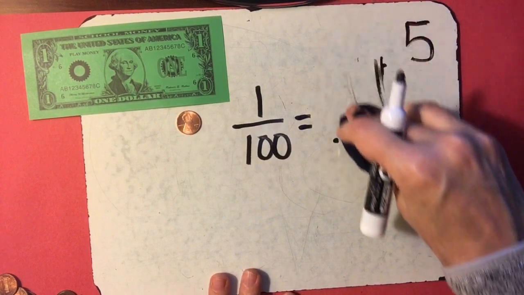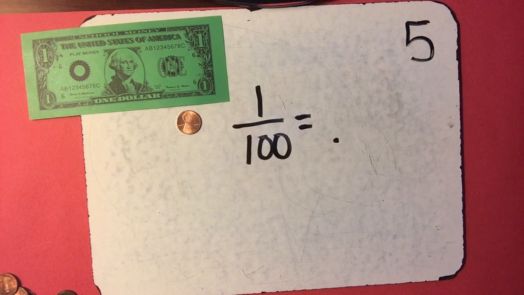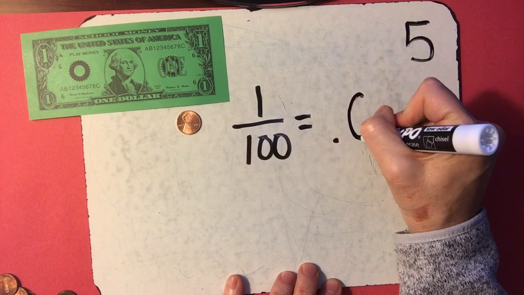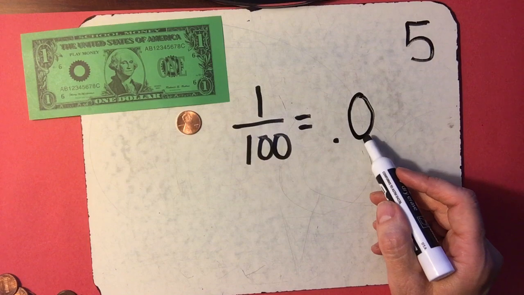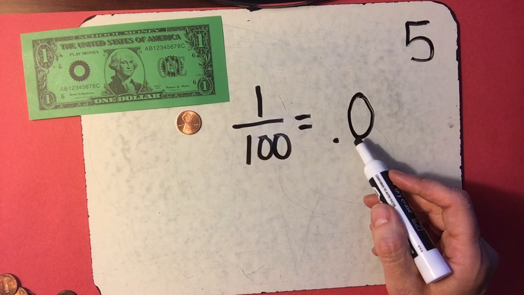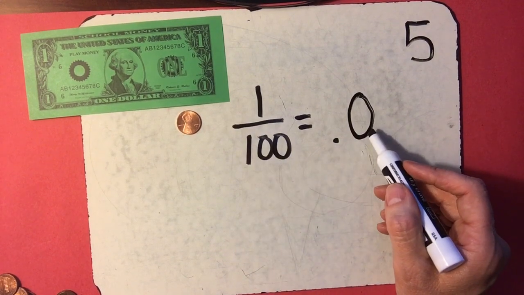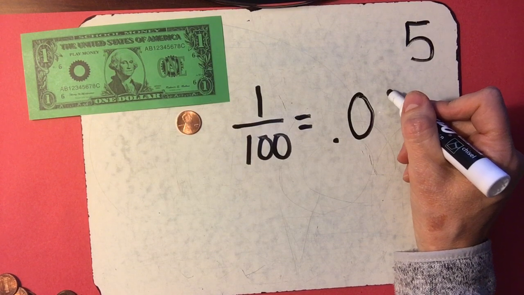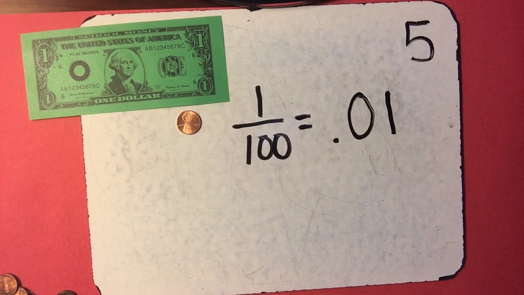So what I'm going to introduce you to today is what we call in math the placeholder 0. So the placeholder 0 is where there's nothing in the value of the number, you put a 0. So if there are 0 tenths in 1/100th, you put a 0 there, and then you can move on to the hundredths column. So 1/100th in a decimal looks like this.